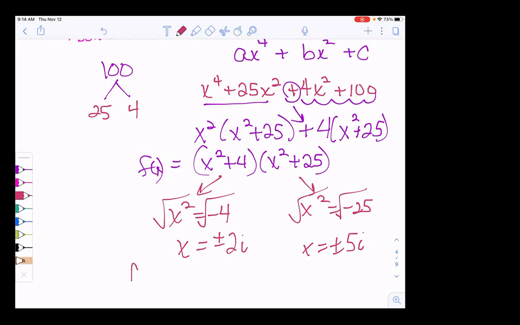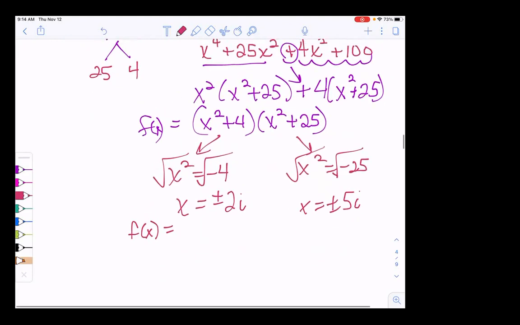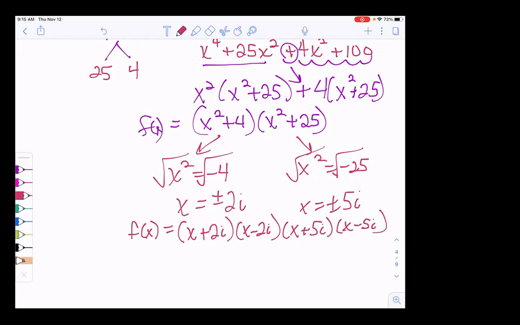If I was asked to write this in factored form, I would just take each of those zeros and place them with x. So I have one at plus 2i, one at minus 2i. Those are those conjugates that always occur together. I have one at plus 5i and one at minus 5i. I still have four zeros, but they're all imaginary this time. So don't forget about the factoring part.